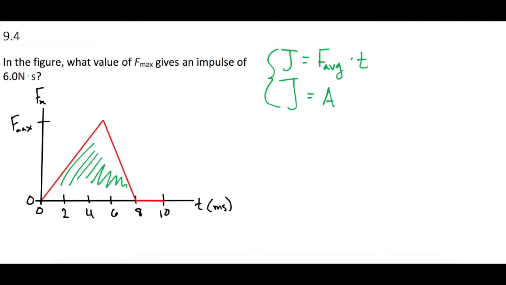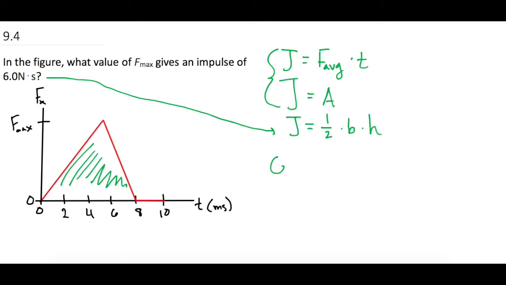So we have a triangle like we were talking about, so let's rewrite this. J, or our impulse, is equal to the area of a triangle, which we know is 1/2 times the base times the height. So what is our base? Oh, and also they give us J right here, 6 newtons times seconds. So let's plug that in too.